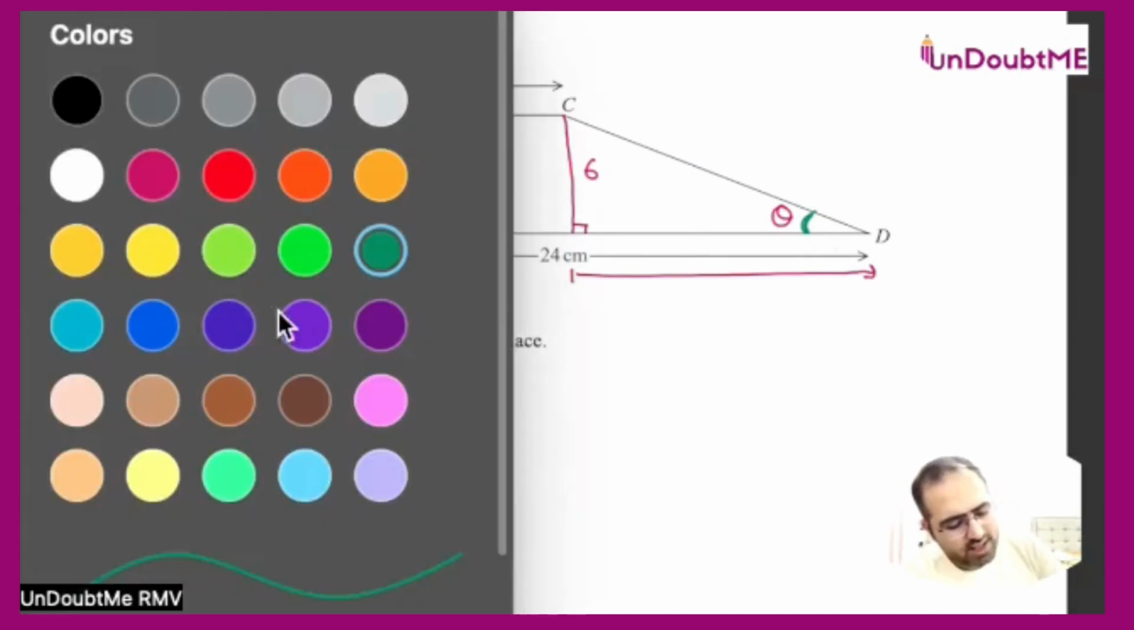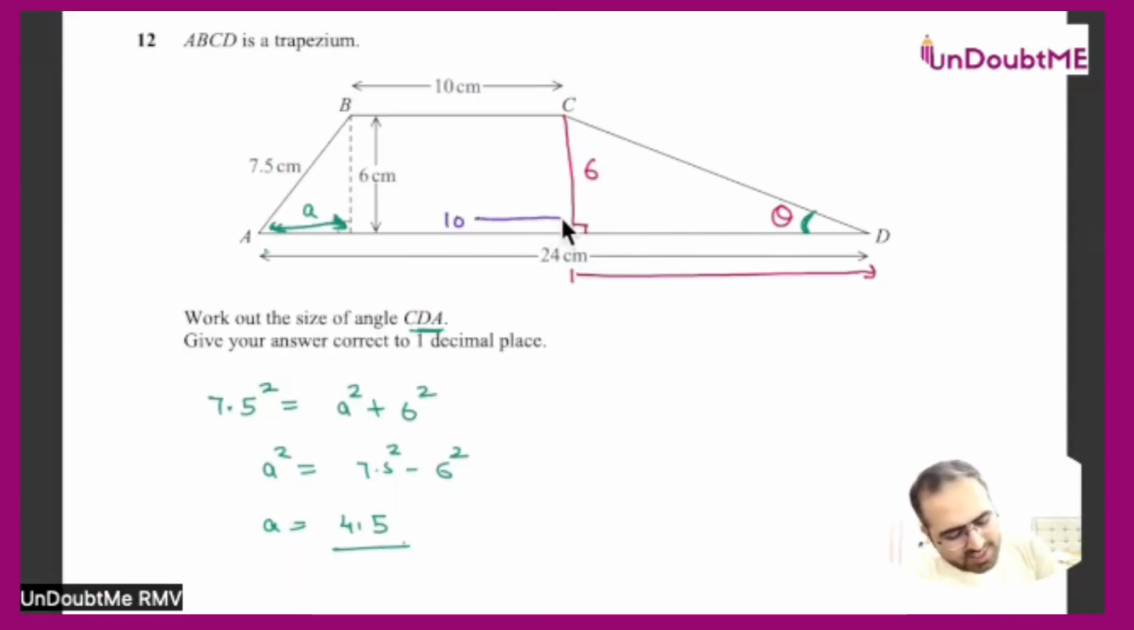In between this length, which I am marking with purple, is 10. That A value we have obtained is 4.5. So overall it is 24. So the remaining will be 24 minus 10 minus 4.5. 24 minus 10 is 14. 14 minus 4.5 is 9.5. So I will get this as 9.5.